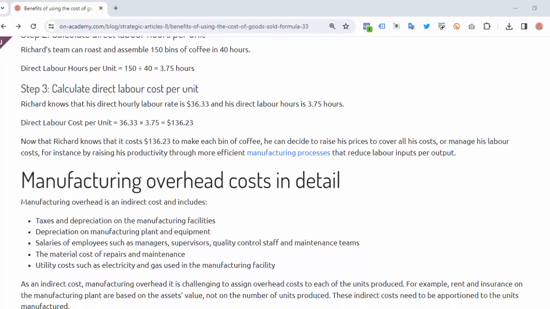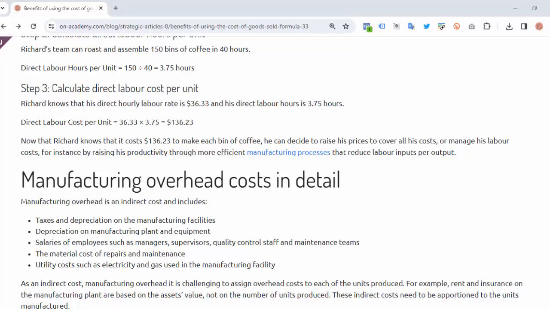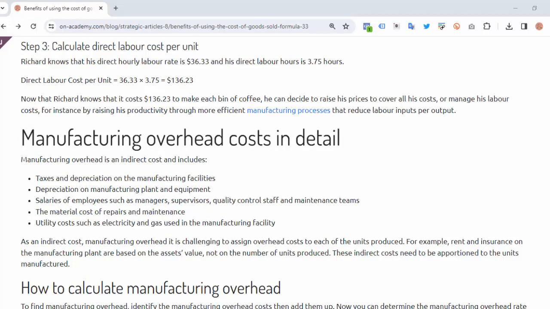Step 2. Calculate direct labor hours. Next, calculate your direct labor hours. This measures the number of working hours it takes to produce one unit. To calculate this, divide the number of labor hours by the number of units produced. The formula to calculate direct labor hours can be expressed as: labor hours divided by units produced equals direct labor hours.